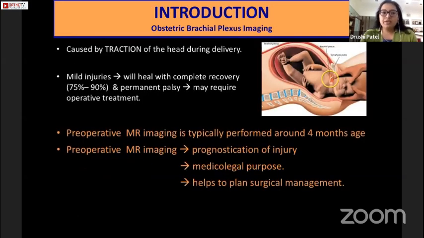It is caused by traction of the head during delivery, and most are mild stretch injuries which would heal with complete recovery. The permanent palsies are the ones that require operative treatment. Preoperative MR imaging is typically performed around 4 months of age, and MR is mainly for prognostication of injury, medico-legal purposes, and it helps to plan the surgical management.